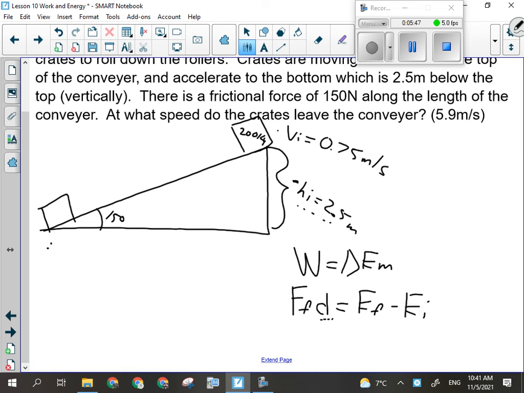I have the angle on the opposite side of that ramp, so I should be able to find how long the ramp is. Okay, so I've got to do that calculation. Okay, so D is the hypotenuse, so that'll mean 2.5 divided by the sine of 15.